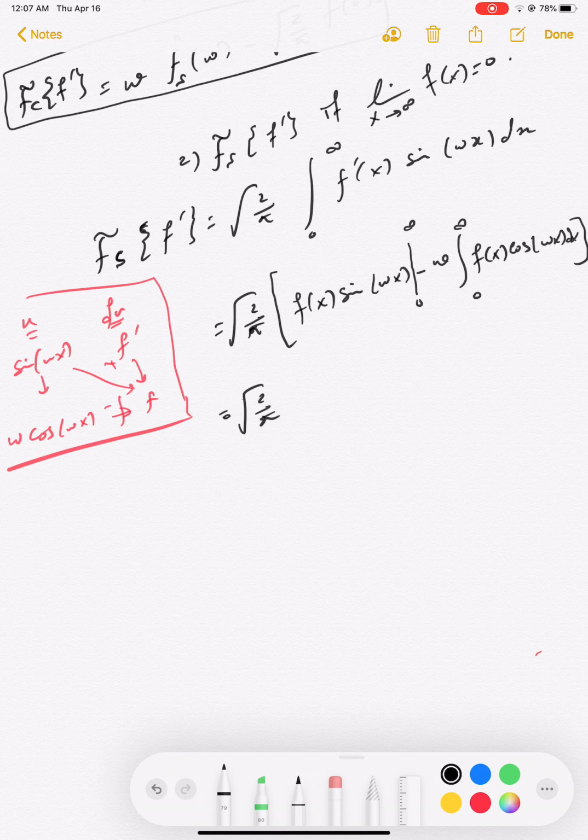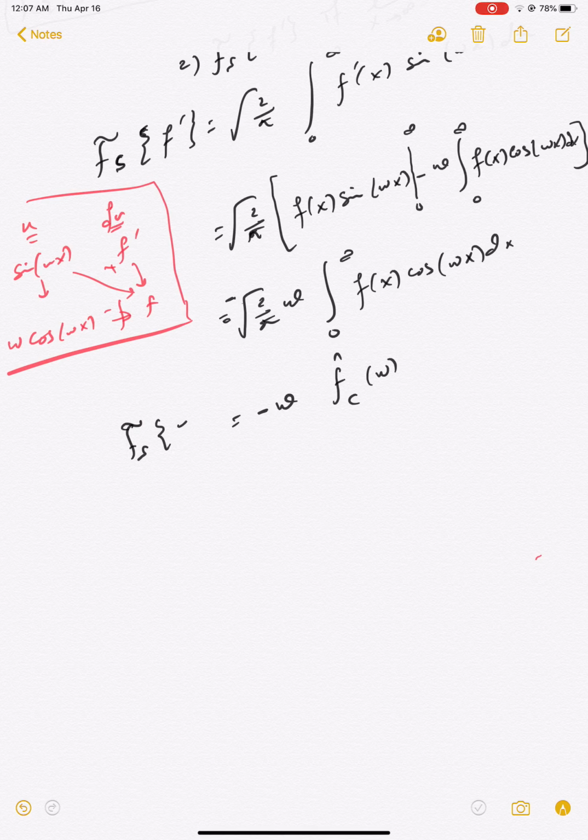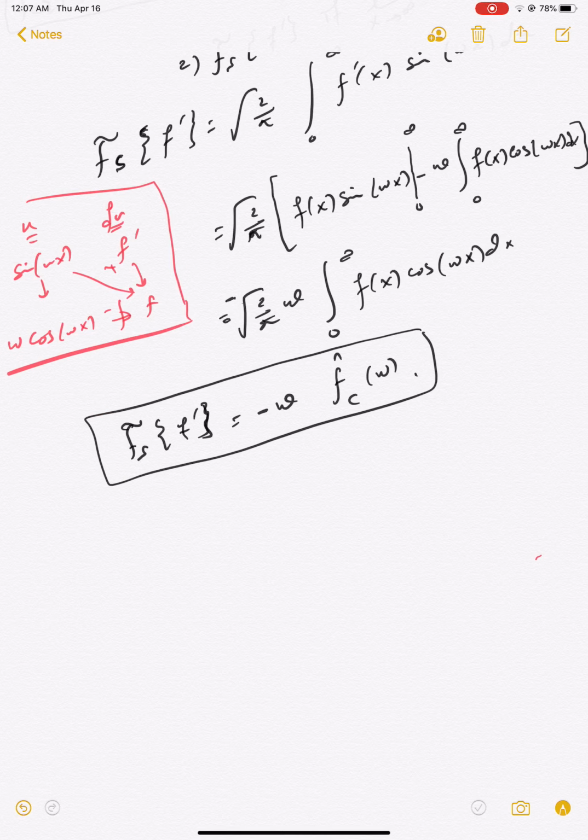So now this will be just 0 times minus omega integral, and this is minus omega what? This is the Fourier cosine transform of the function. So the Fourier sine of the derivative is equal to this. This is the summary of this remark.